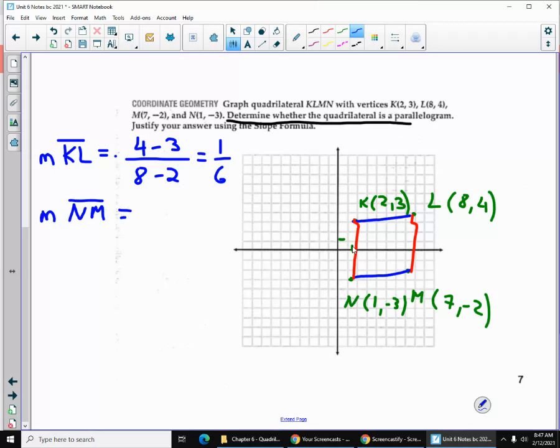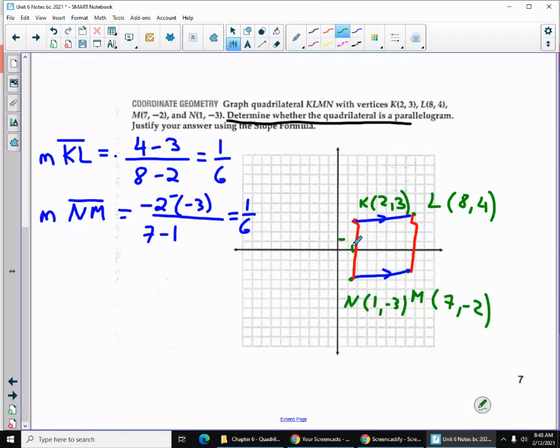So this would be -2 minus -3 divided by 7 minus 1. -2 minus -3 will become -2 plus 3, which is 1. And 7 minus 1 is 6. So this means that the two blue segments are parallel. But in order for this quadrilateral to be a parallelogram, both pairs of opposite sides have to be parallel. So now, let's talk about the red segments.